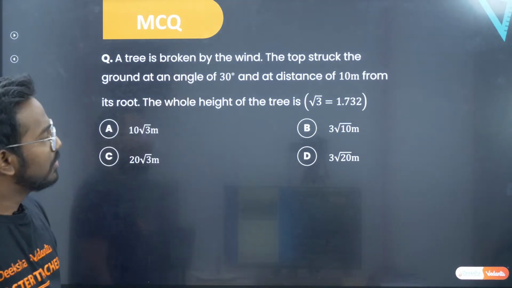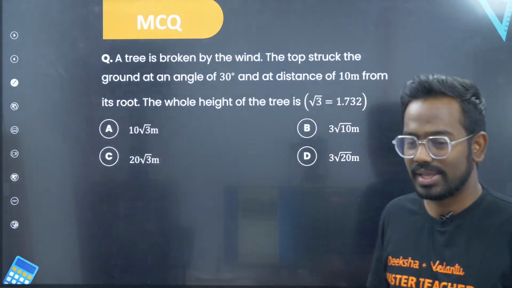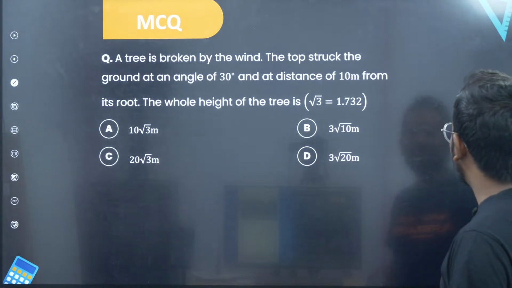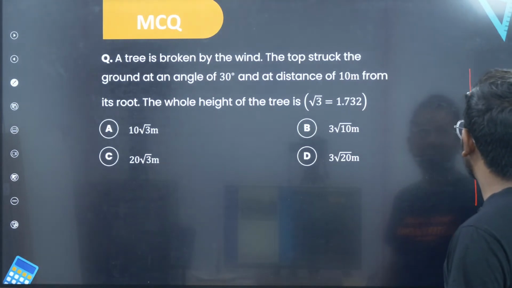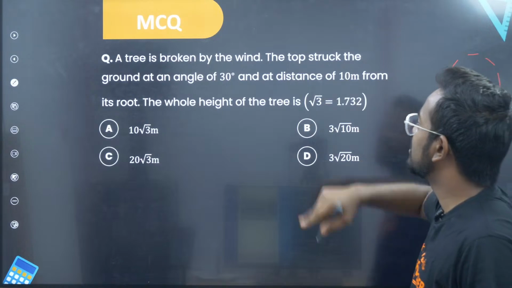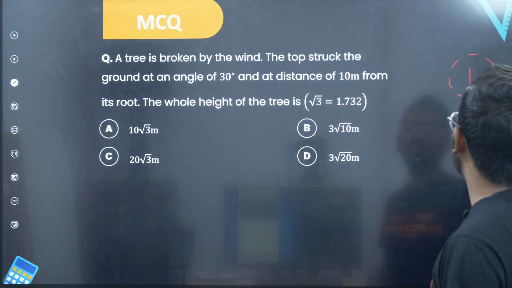A tree is broken by the wind. So this is one pretty interesting question. It says, sir, there is a tree. Okay, so there is a tree that is broken by the wind. So it has been broken.